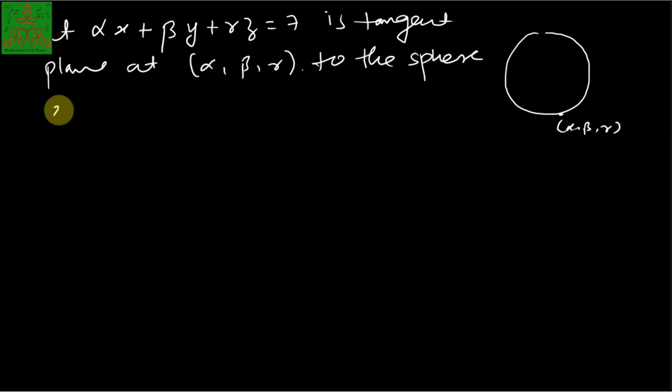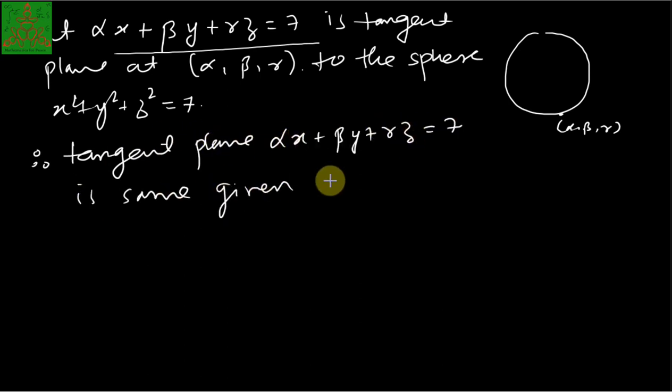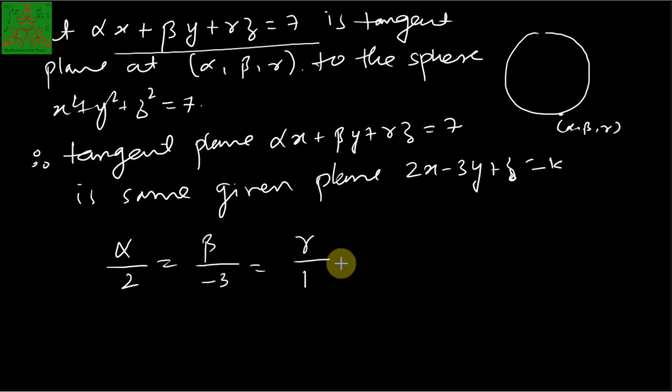That means this tangent plane and the given plane are the same. Therefore, the tangent plane alpha x plus beta y plus gamma z is equal to 7 is the same as the given 2x minus 3y plus z is equal to k. Compare the coefficients of each. So we have alpha upon 2 equal to beta upon minus 3 equal to gamma upon 1 equal to 7 upon k. But this (alpha, beta, gamma) is a point on the sphere, so the values of alpha, beta, gamma must satisfy the equation of the sphere.